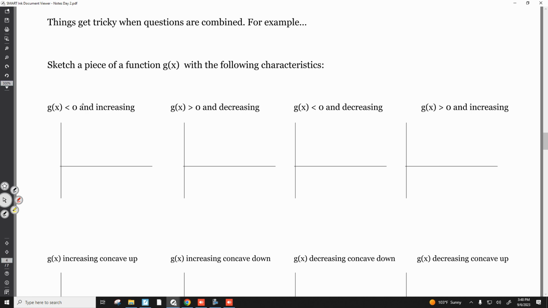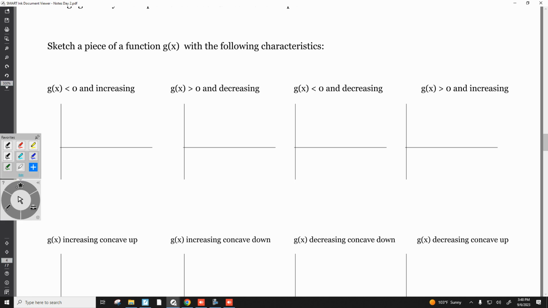Careful. Don't go over this line, because once you go over this line, you are increasing and positive. You have to be down here. I would say negative and increasing could look like anything as long as it's below the line and going up. Okay? Curve however you want to. You just need to be below the line and going up. Okay? Cool. Next one. When is g greater than 0 and decreasing?